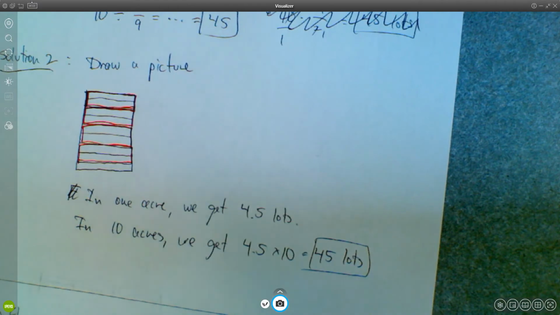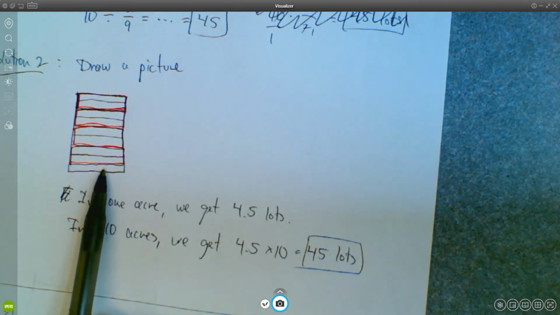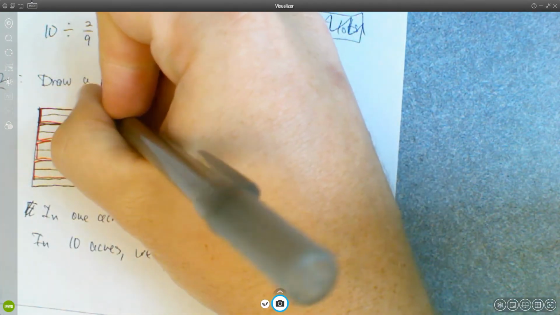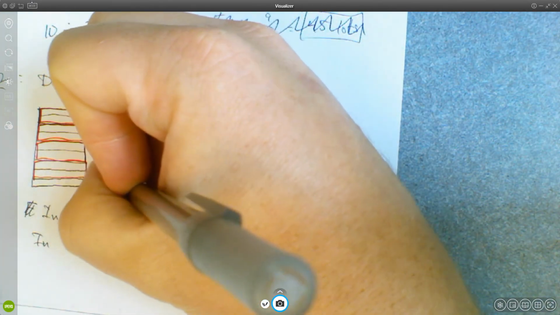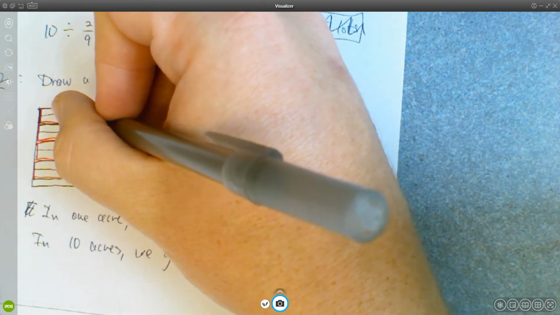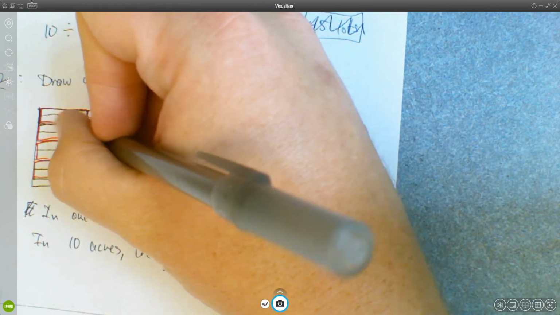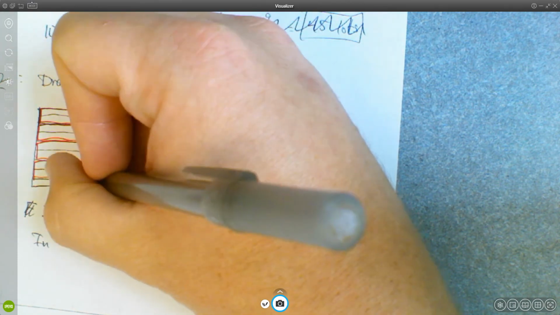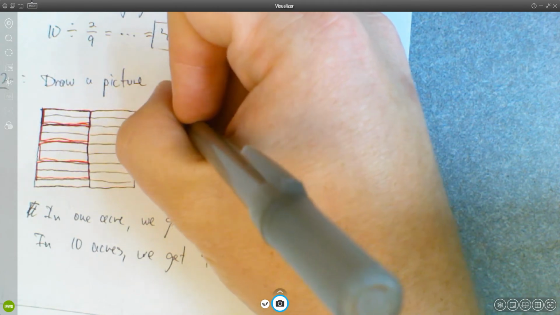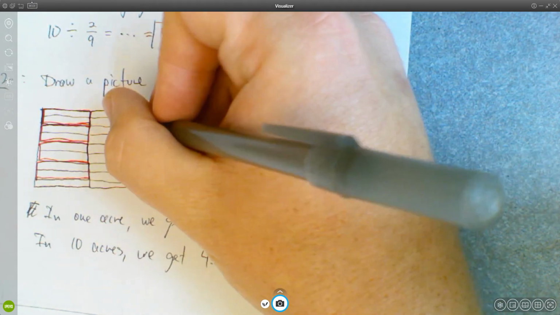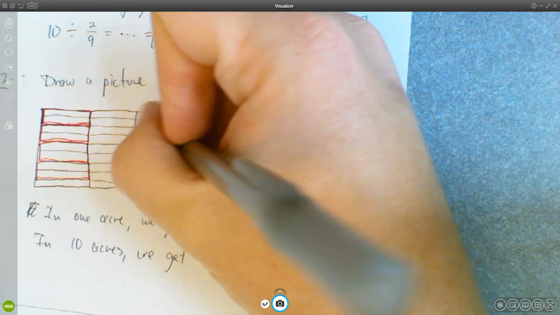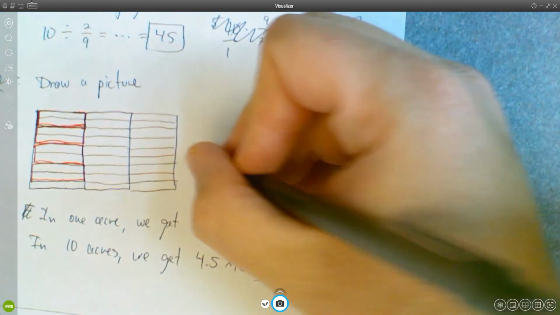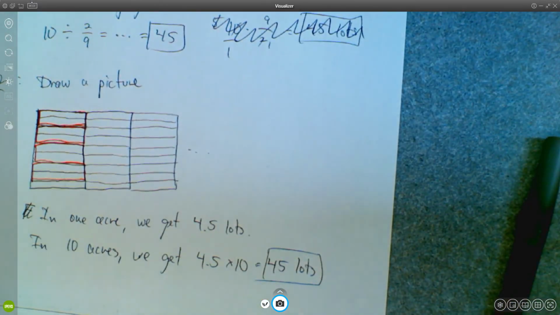I guess a third solution would be to start the same way, draw the picture, but then actually draw out all 10 acres, which some people I think have done. Some of you have already turned in your homework, and I looked at a couple of your solutions, and I saw at least one person actually draw out all 10 acres. Anyway, I'm not going to finish it, but you could draw out all 10 acres, and then you could circle the lots.